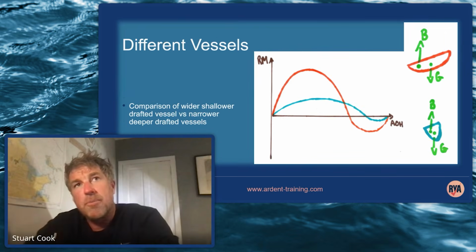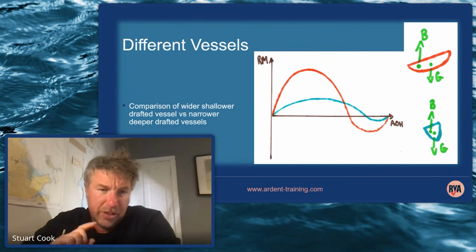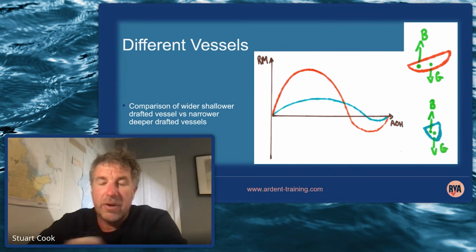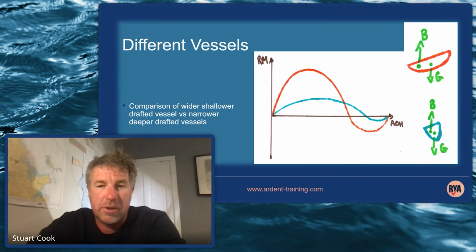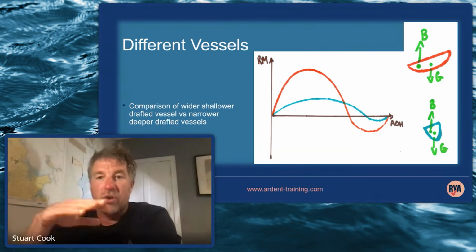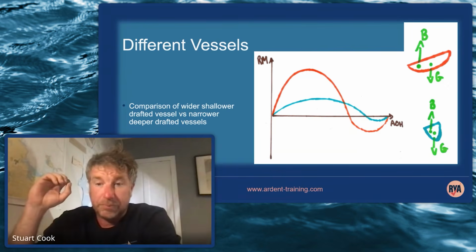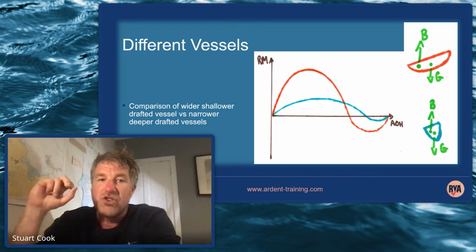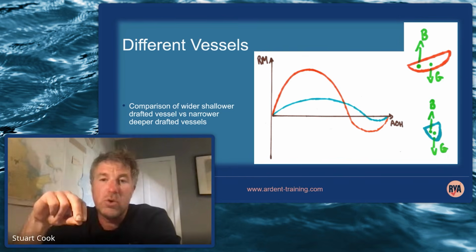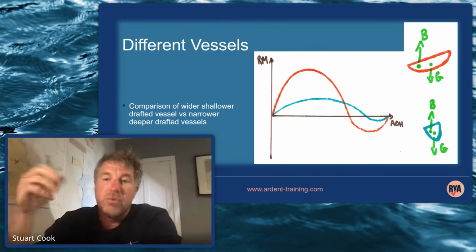Now, just before we go, we'll come back to that graph in a little bit. I just want to think about why different vessels might have different stability curves. I could have pulled real stability curves here, but I thought it's nice to just look at 2 simple examples and compare how different they are. What we've got here is the red boat and red curve for a nice, wide, shallow drafted vessel, and the blue boat and the blue curve for a narrow, deep drafted vessel.